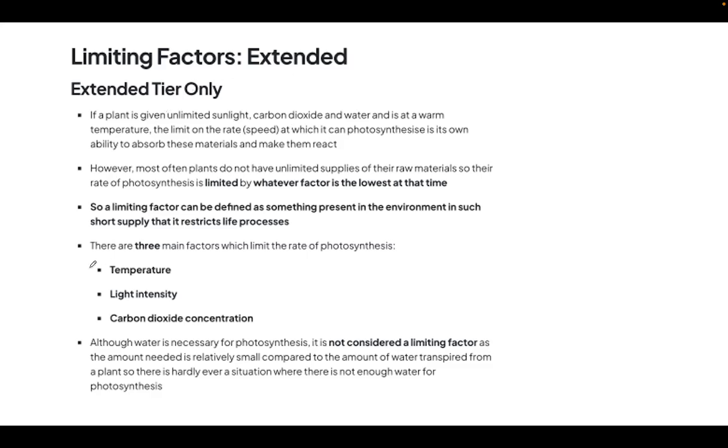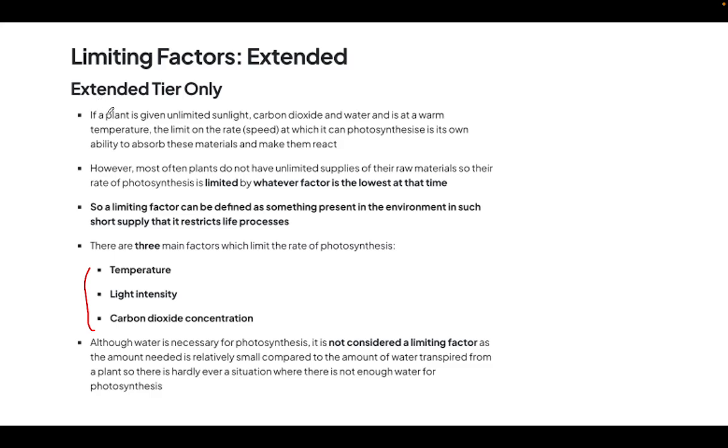Limiting factor, because these are the needed materials, these 3: temperature, light intensity, and also carbon dioxide. One which is not enough might reduce the rate of photosynthesis, and that means it is a limiting factor. It is limiting the process.